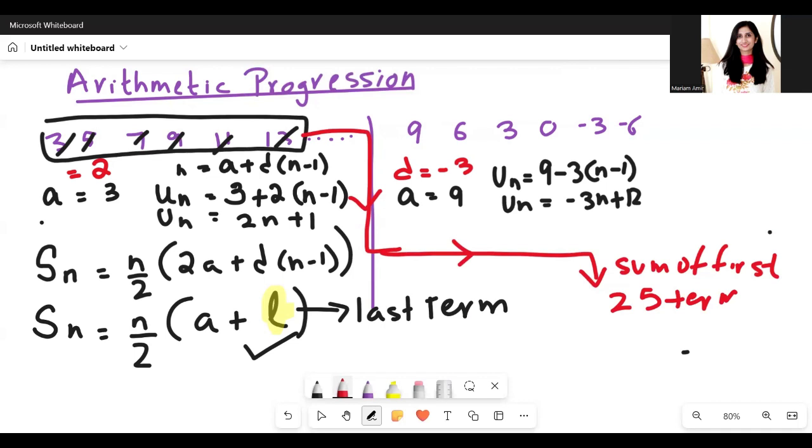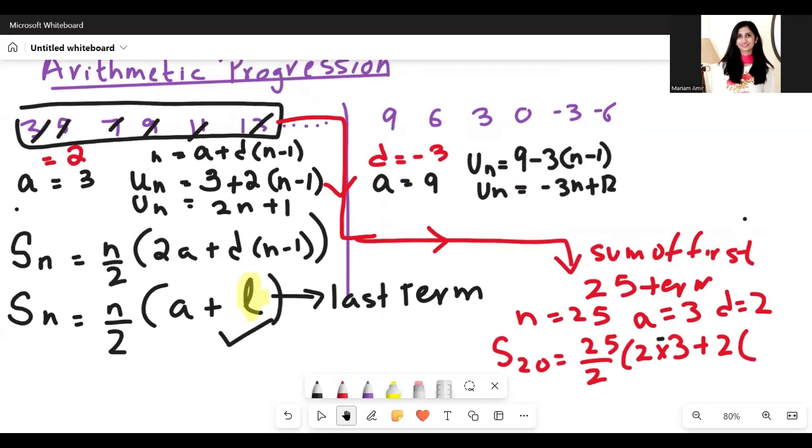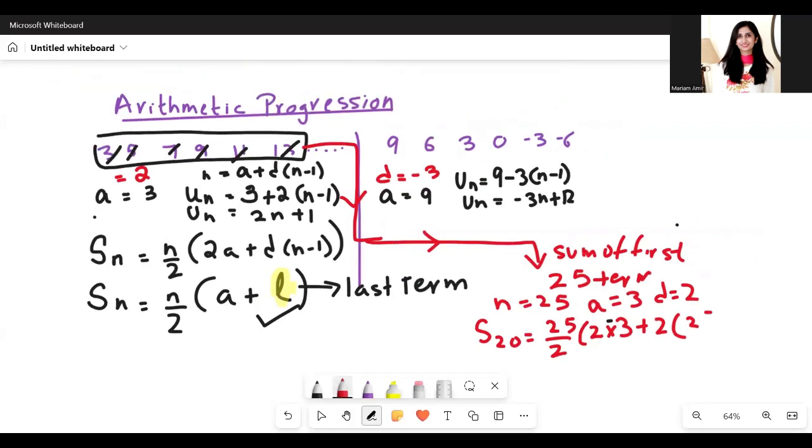So then we know n is 25, we know a is 3, d is 2. So just plug in the values. S25 would be 25 over 2 times 2 times 3 plus d times n minus 1, which would be 25 minus 1. And enter these values in the calculator and it will give you the sum of the first 25 terms of the sequence.